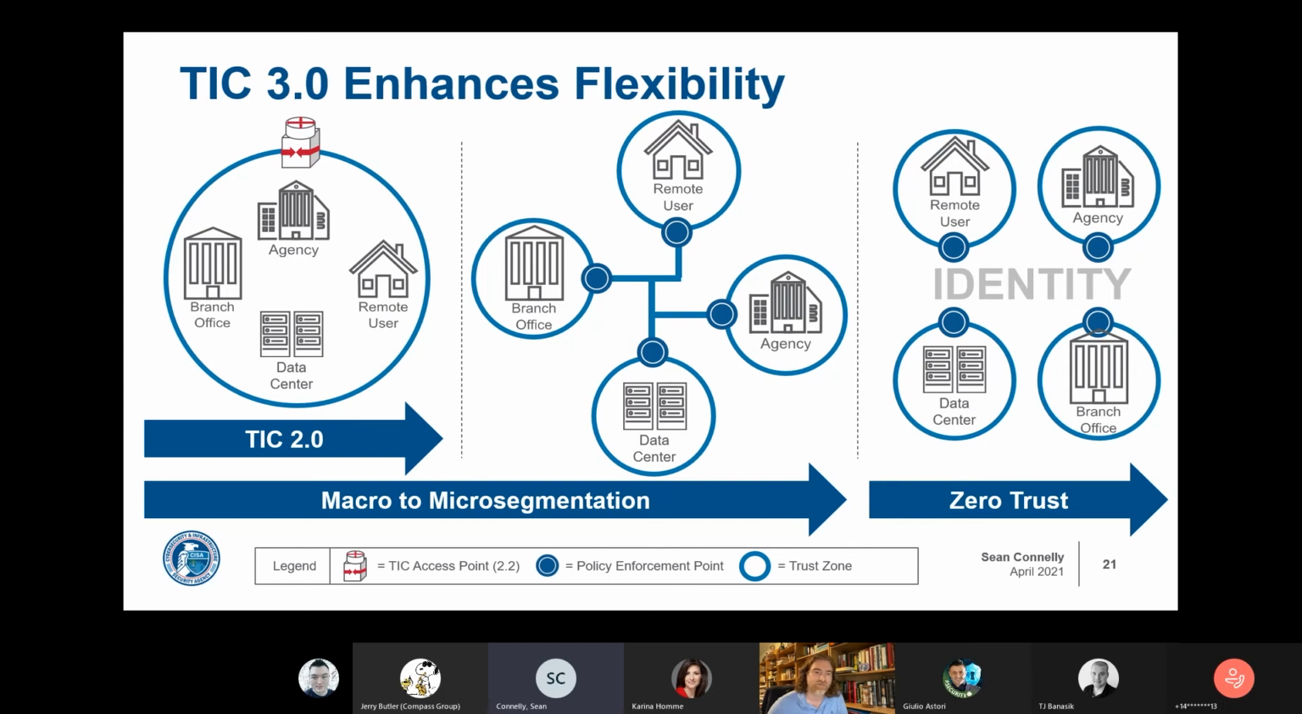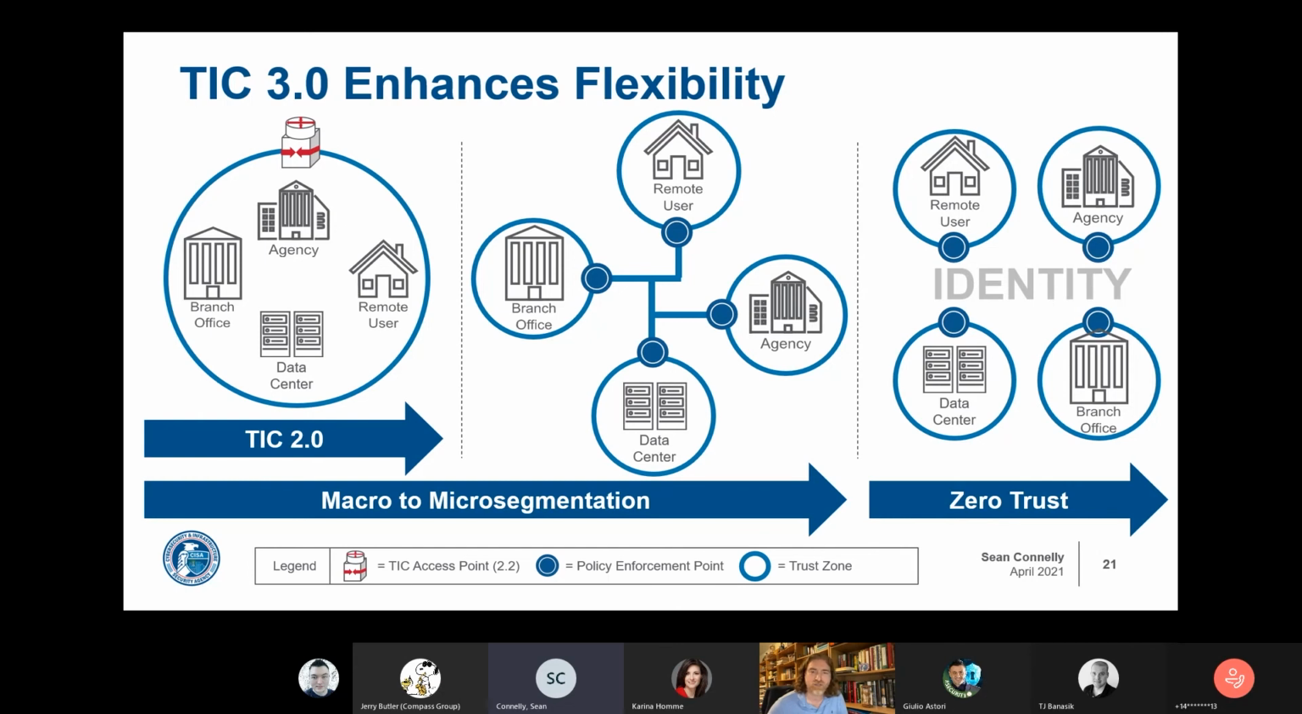On the left, in the TIC 2 model, the primary boundary protections are at the top of the diagram. They're traditional TIC. It's not the most flexible of architectures. That's where the enterprise firewalls, web proxies, detection sensors, and other boundary protection mechanisms are based. The middle diagram shows how these same resources are protected by segmenting the resources into smaller, more granular trust zones.